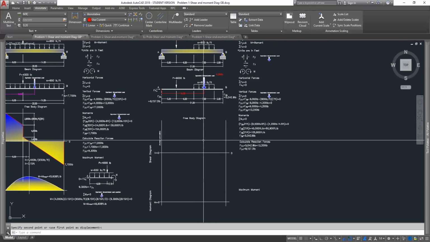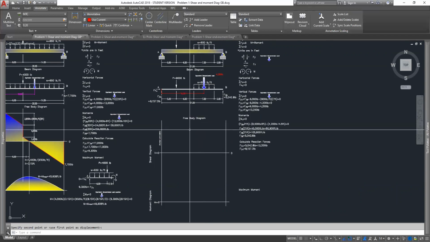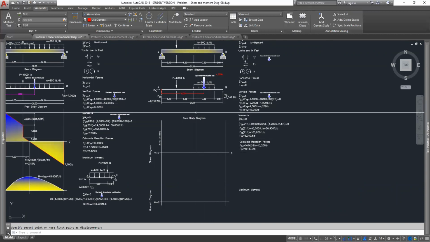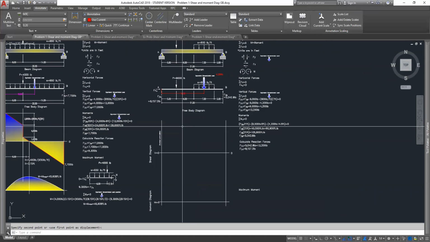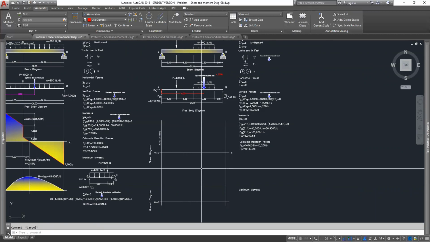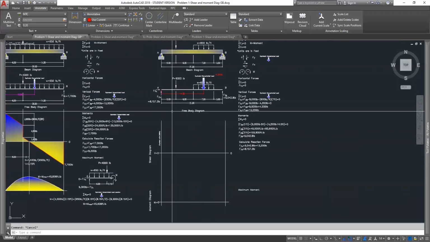So first thing we're going to do is create a free body diagram. I'm sorry, we just did the free body diagram. Let me move this up a little bit. We're going to create a shear diagram based on the information we solved at this point.